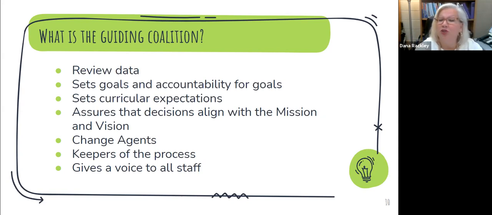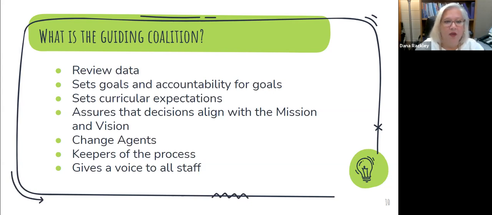Your guiding coalition are your change agents. They are the ones that are going to go first. They're the ones that are looking for what needs to be changed for the better within the building. They're also keepers of the process and holding everyone accountable for what's going on in the building. If they see someone that's not following a process, then a conversation may have to be had to help guide them and to help teach them how to make sure that the process is being followed through. And they give a voice to all staff.